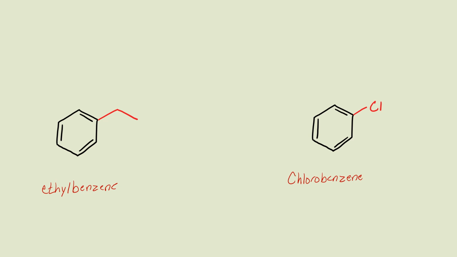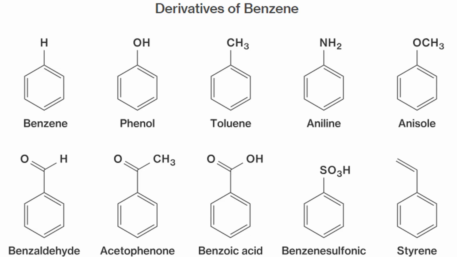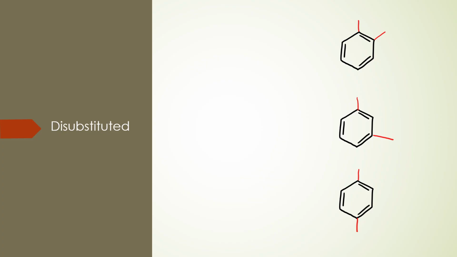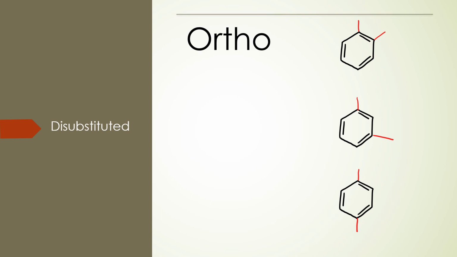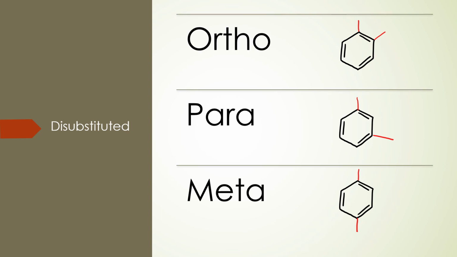Remember to look out for common roots. Here are some of the most common derivatives of benzene. If it is monosubstituted and the substituent is one of these, we call it by its common name. If the ring is disubstituted, we use the prefixes ortho, para, and meta to show the relative position of the substituents. Let's look at an example.